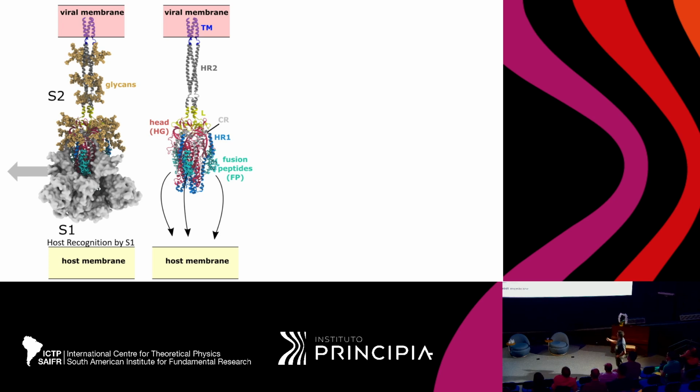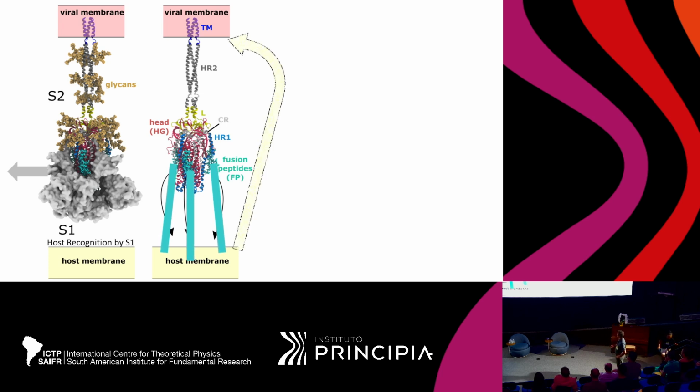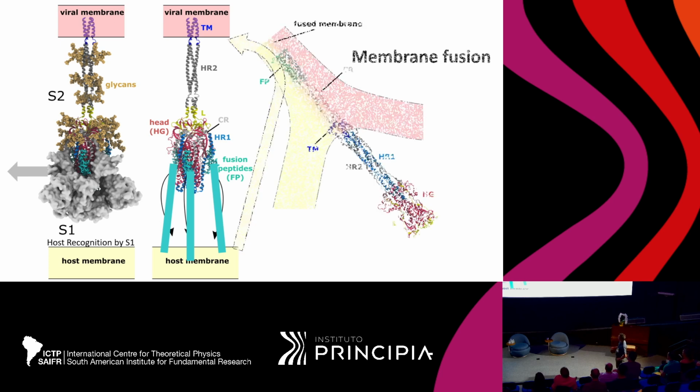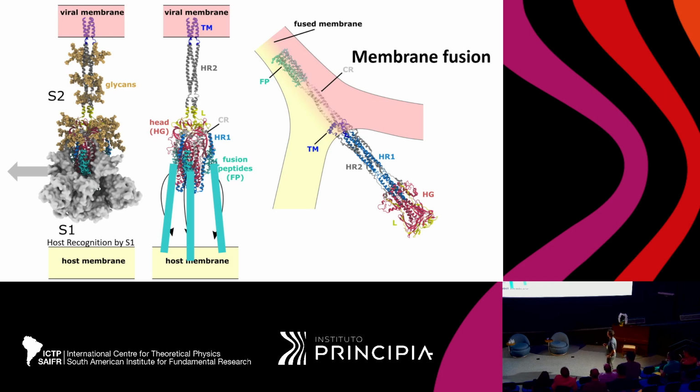And at that point, these cyan regions, these fusion peptides, need to reach out, grab the host membrane, search for it, and then retract them back to the viral membrane and bring those two together. So if you look at these two structures, you might have a little bit of difficulty mapping what is actually rearranging here. So we'll look at that in a little more detail. But that's the overall process of what is happening.